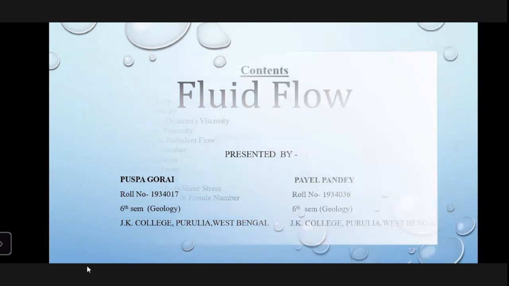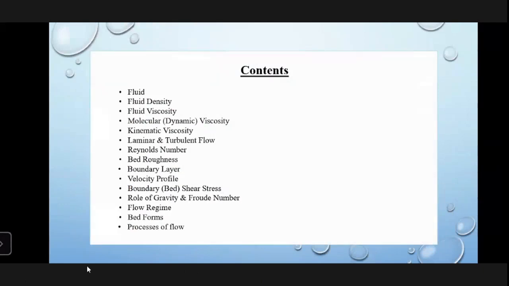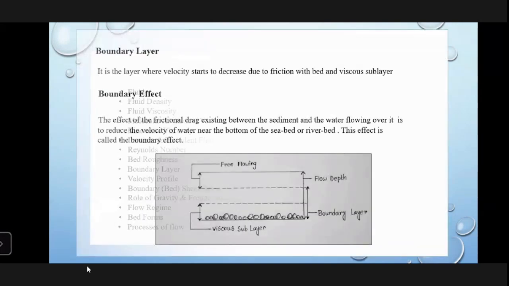Today I will discuss the topic fluid flow. As Pushpa has already discussed some portion of this topic, now I will continue it from boundary effect. Let's first understand the boundary effect.